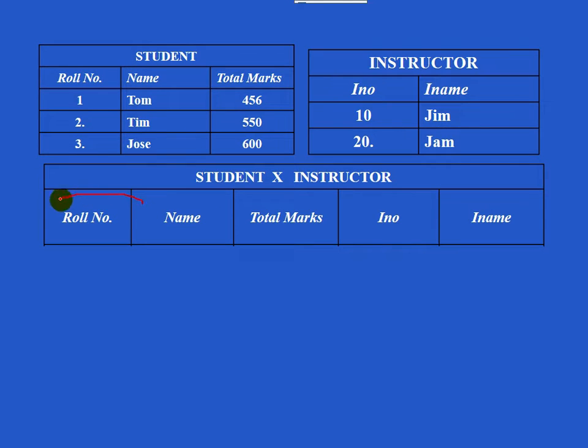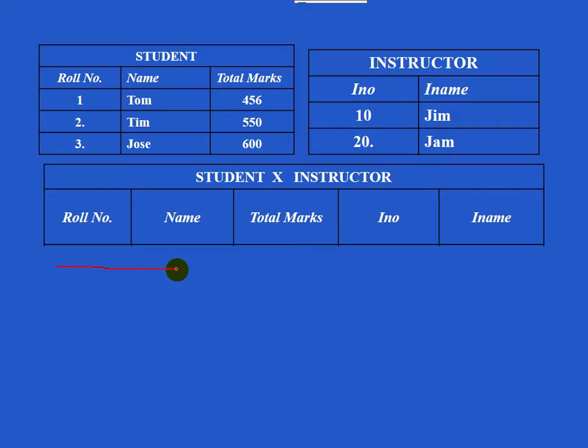So first you can give the column headings. These are the three columns of the first relation, followed by these are the two columns of the second relation. Now how do you find each and every tuple of the resultant relation? The method is each and every tuple of the first relation should be concatenated with each and every tuple of the second relation. That will give you the tuple of the resultant relation.